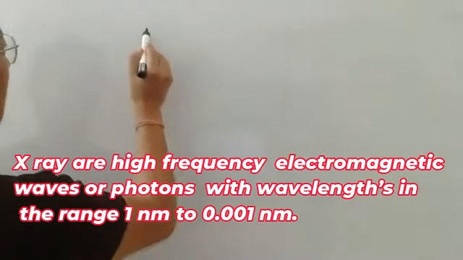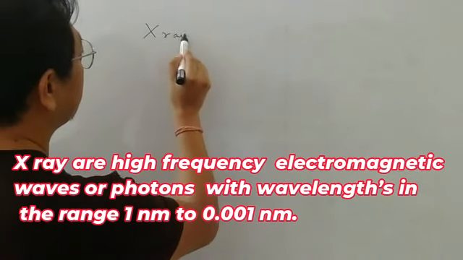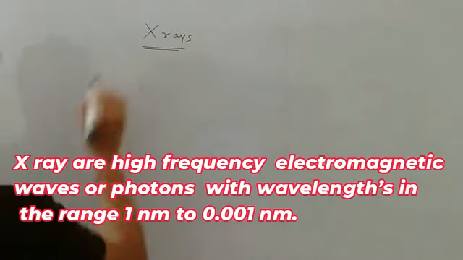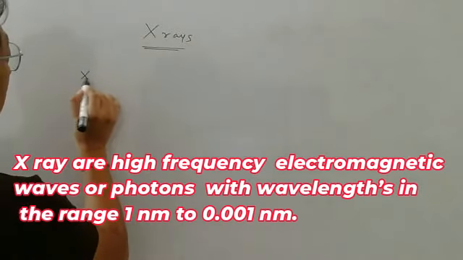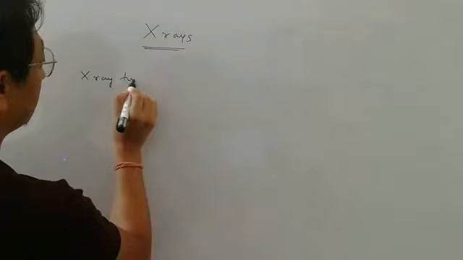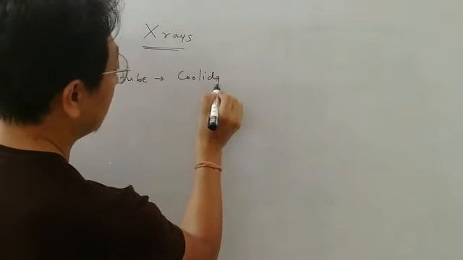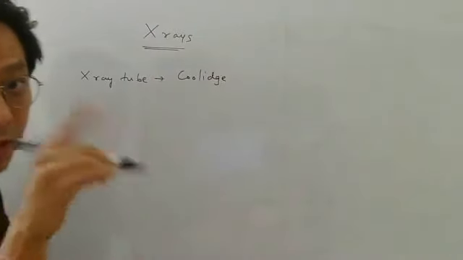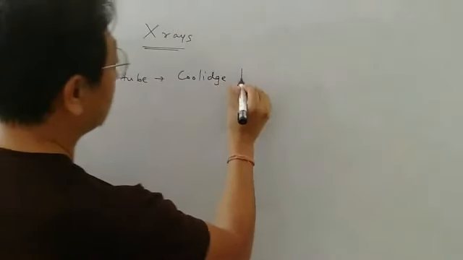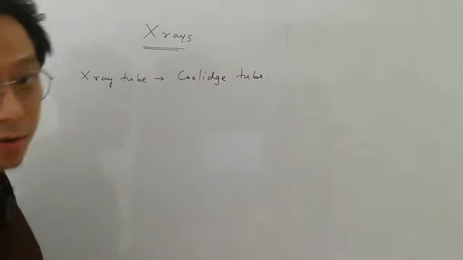So let us start. X-rays. How to produce X-rays? It is produced by X-ray tube. Its actual name is Coolidge tube. Start writing. Now only write. Coolidge tube. How does it look? Let me explain.